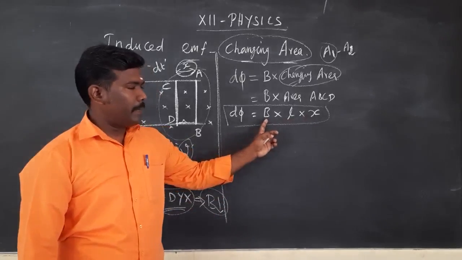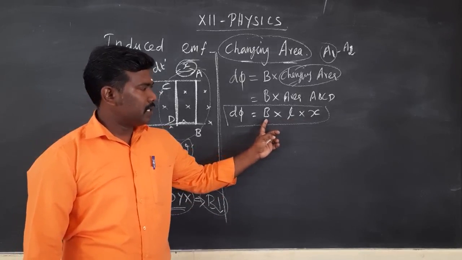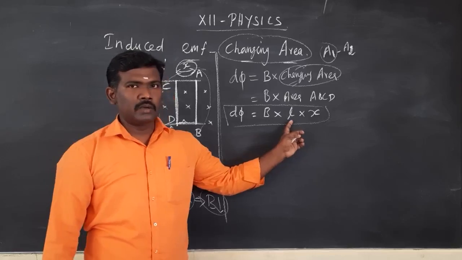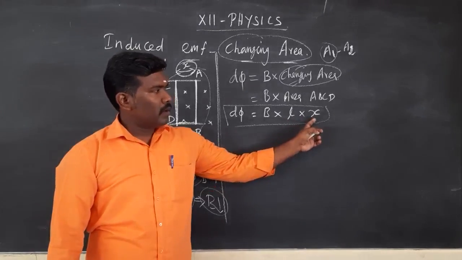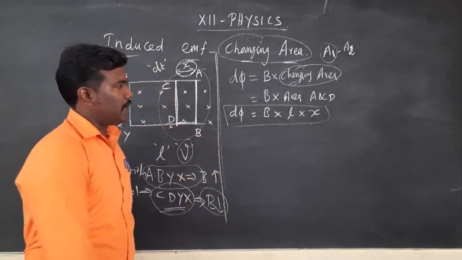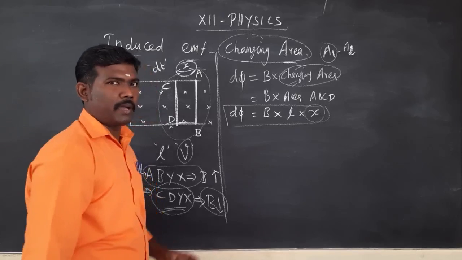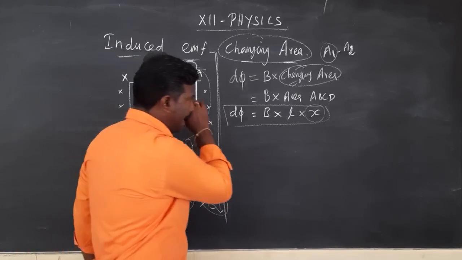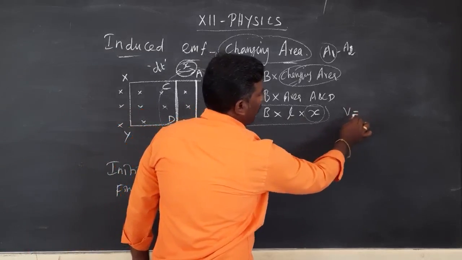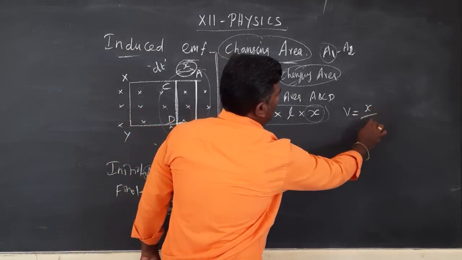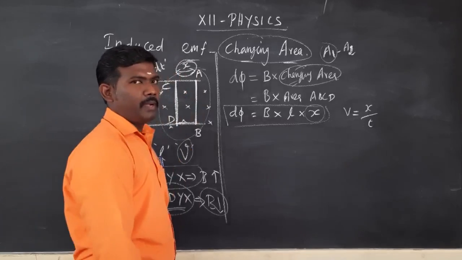We know the value of B, it is the applied value, it is given by us, and L is also a known value. We don't know the value of x. So for x, we are going to replace the symbol x by another known value, using the basic formula: velocity is equal to traveled distance divided by time taken.